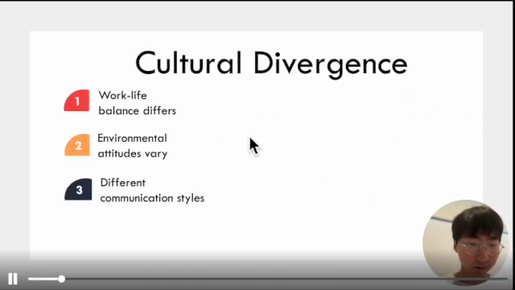And then is the cultural divergence. The first is work-life balance. Australians often prioritize leisure and work-life balance more than Americans, who may lean towards a strong work-centric identity.